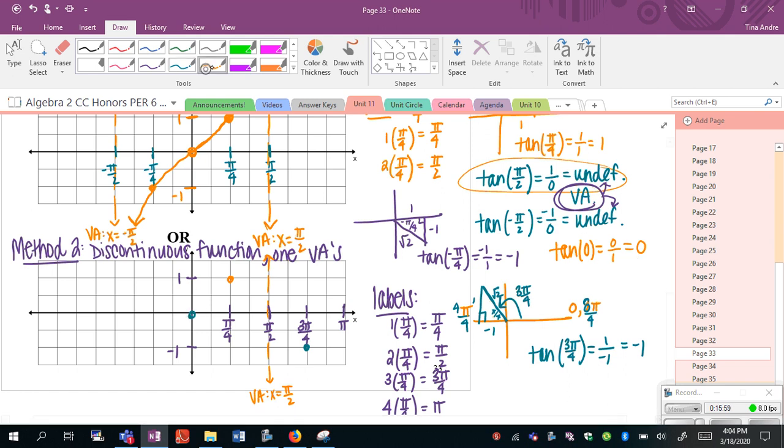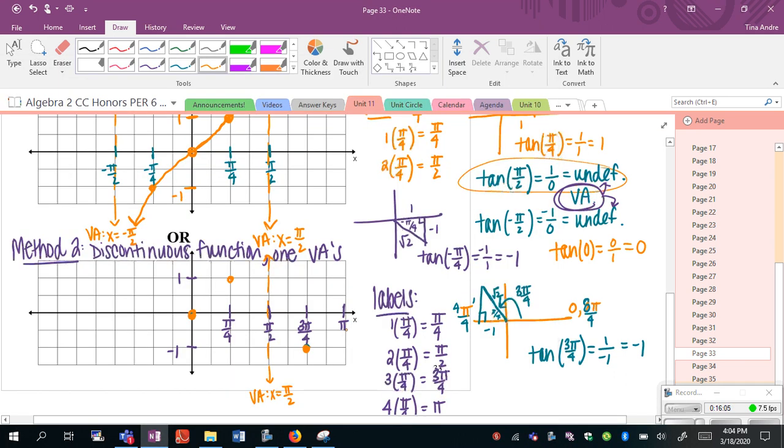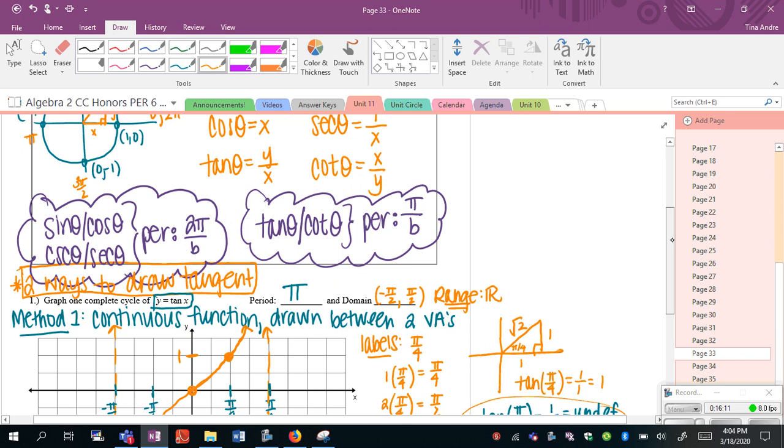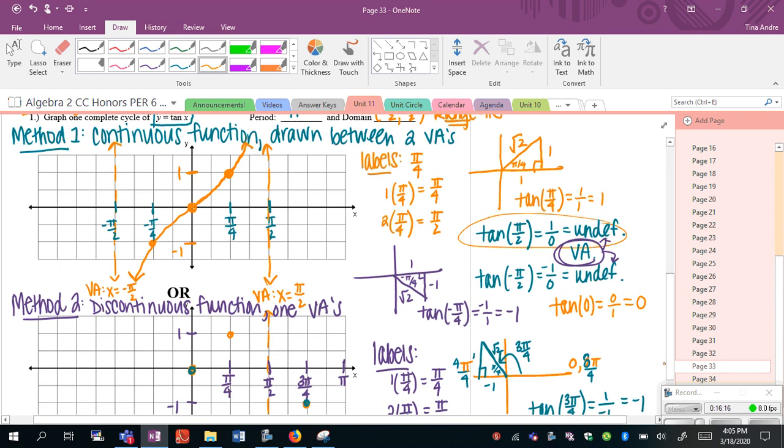Oops, let me actually graph these all in the same color here. And then tangent of pi we haven't found yet, but tangent of pi we can use our unit circle from up above. So that's going to be 0 divided by negative 1.